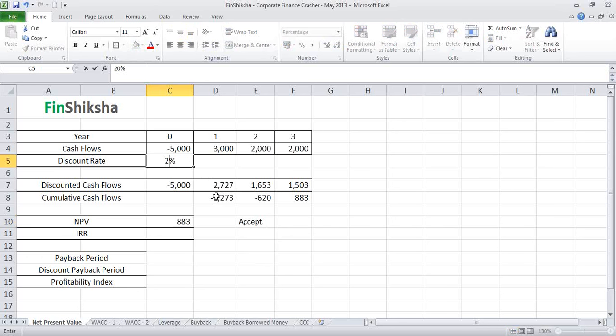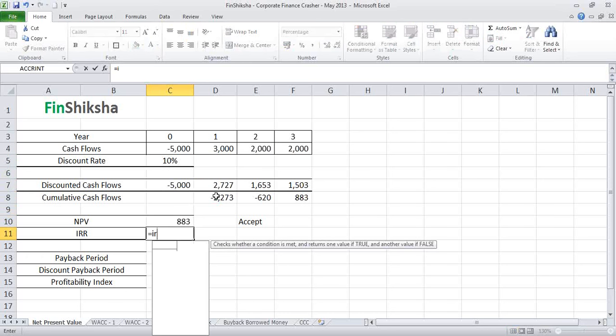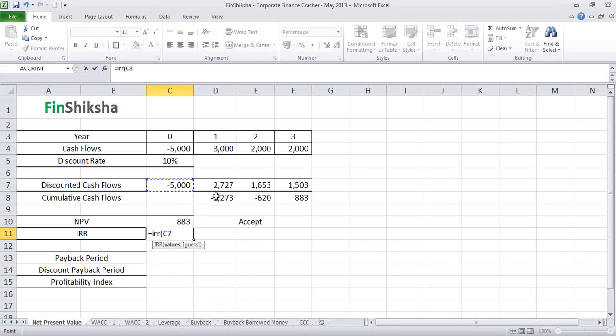If on the contrary, I wanted a 20% rate of return, you will note that NPV now drops down to 46 from 883. I still accept because it is positive. But if I now change this to 25%, NPV becomes negative, which means I am losing money on this project. I should reject it. Fine. So that's the discussion in terms of the net present value. I can calculate the IRR using a formula called IRR with all these cash flows.